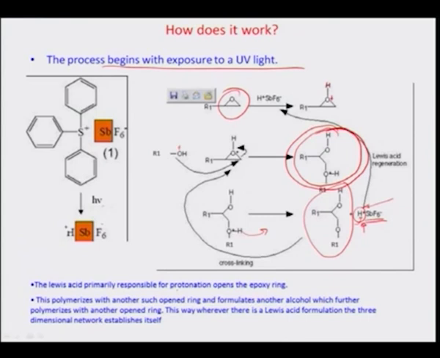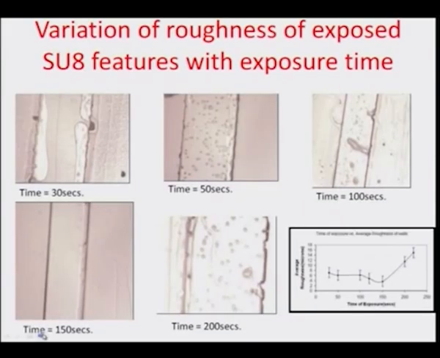So, protonation, opening of the epoxy ring, and cross linking, these are the three steps which polymerize the resist in those areas where it gets exposed to the light. Now, let us talk about some tricky processing issues, like what would happen when the resist is either overexposed or underexposed, or as a matter of fact underdeveloped or overdeveloped.